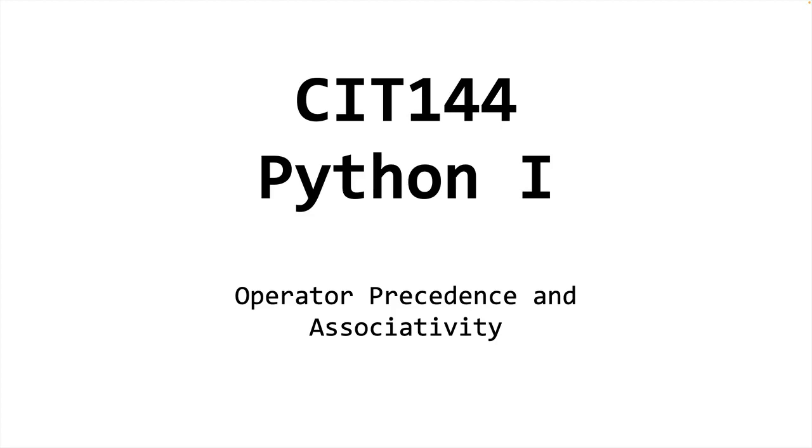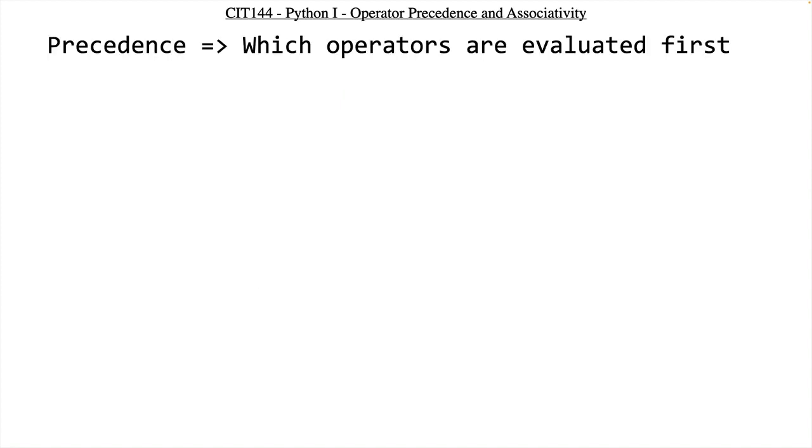Okay, this is a short video on operator precedence and associativity within the Python programming language. Precedence refers to which operators are evaluated first, or which operators have a higher level of precedence. We'll see that in a table in a moment, but basically there are operators that will be evaluated before other operators based upon the level of precedence they have been assigned within the language.